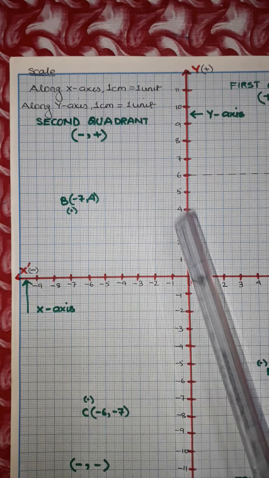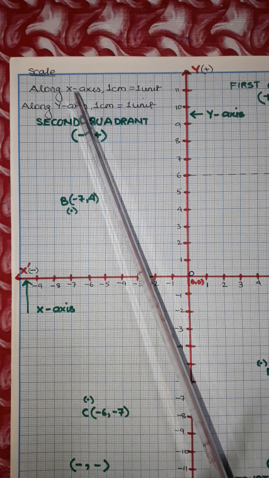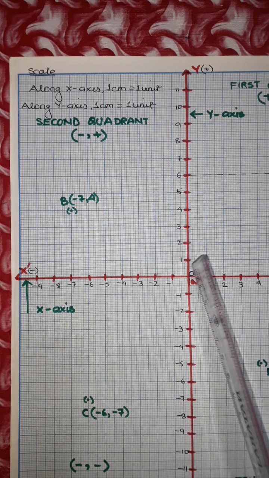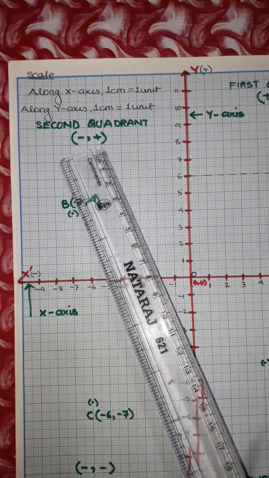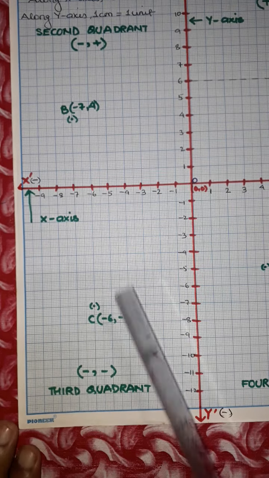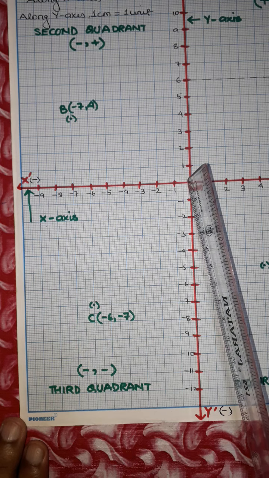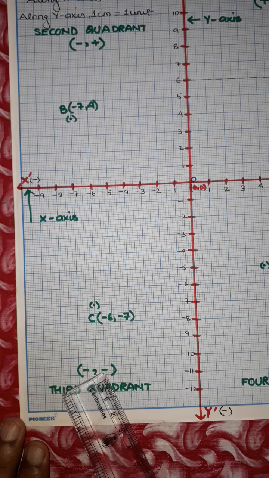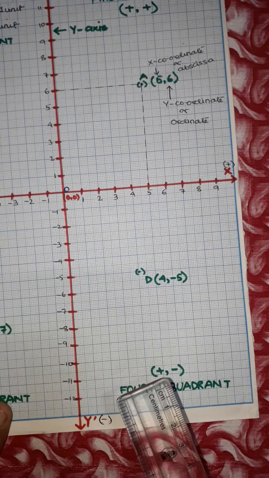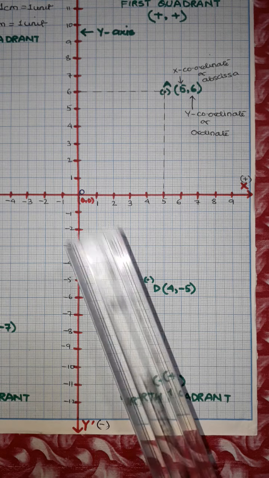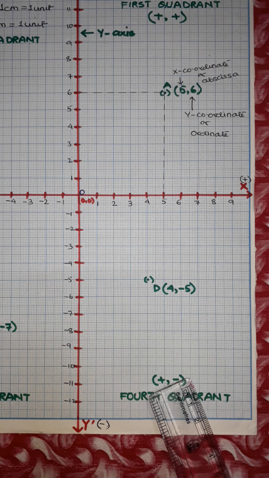Now, in the second quadrant, you are moving along the negative x-axis, and in the upward direction, that will be positive. That means in the second quadrant, the sign of the coordinate will be minus, plus. Again, in the third quadrant, x is negative, y is also negative, so this will be minus, minus. Now, in the fourth quadrant, x is positive, y is negative, so it will be positive, negative, right?